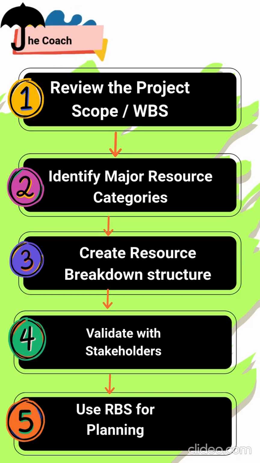Well, let's see how to create a resource breakdown structure step by step. Here are some simple steps which you can follow. Step 1, review the project scope or work breakdown structure. Step 2, identify major resources or categories. Step 3, create resource breakdown structure. Step 4, validate with stakeholders. And step 5, use RBS for planning.